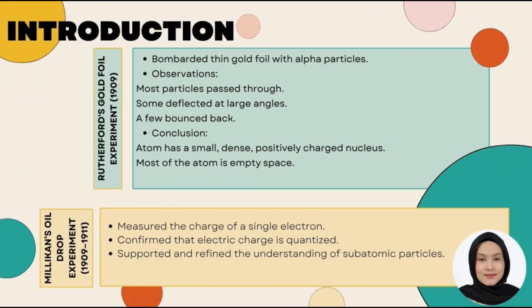Later, in 1909, Ernest Rutherford performed his famous gold foil experiment. He shot alpha particles at a thin sheet of gold and noticed something unexpected. While most passed straight through, some deflected and a few bounced back. This led him to suggest that the atom has a small, dense, positively charged nucleus and most of the atom is just empty space. Not long after, Robert Millikan measured the charge of the electron using the oil drop experiment. His work proved that electric charge is quantized, which helps strengthen our understanding of subatomic particles.